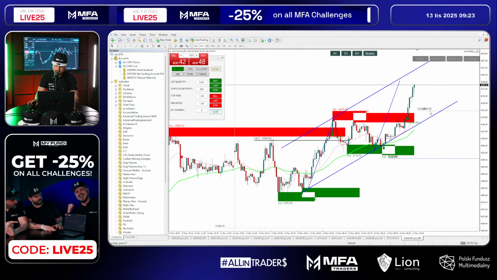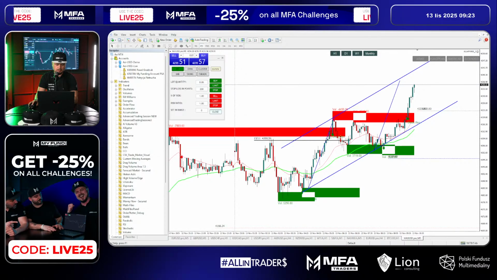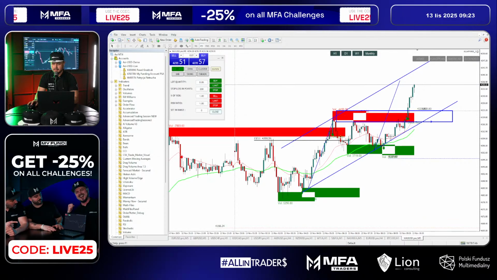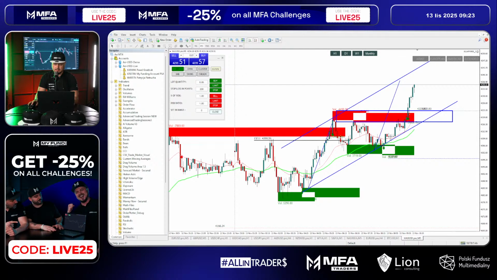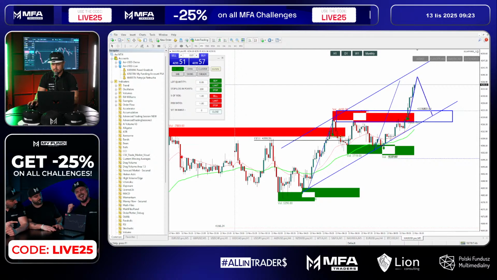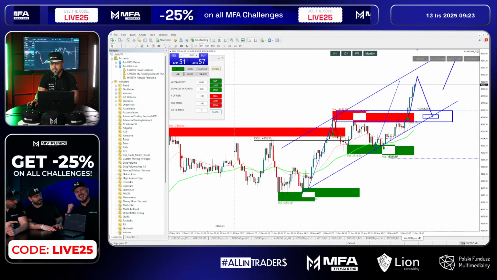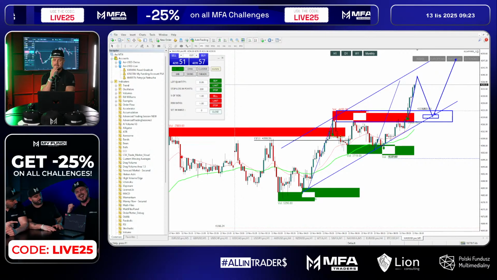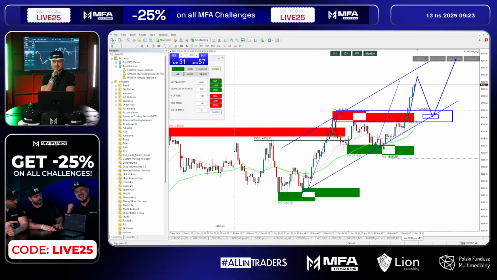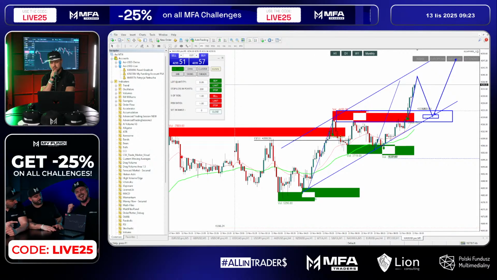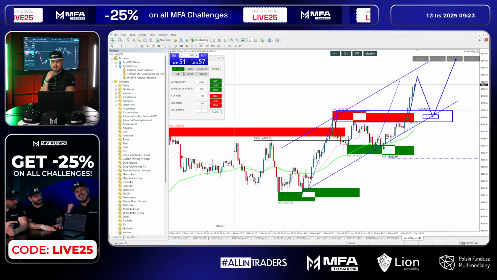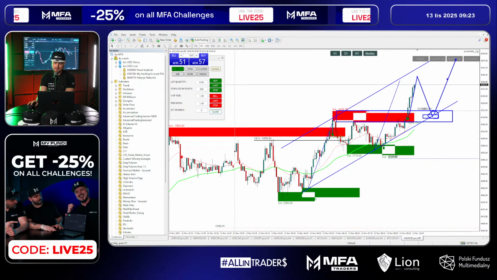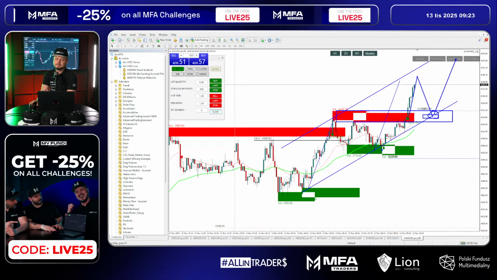Okay, it's looking even better now because we got a volume zone over here and we got a break of resistance. So we might come back to retest this area, and from here, guys, even stronger. So this setup makes sense. All we need to do is wait for the pullback to this area somewhere, and from here we're gonna try to go up.